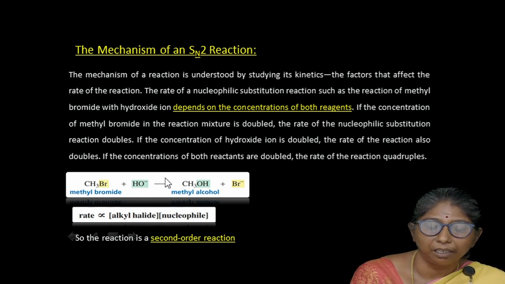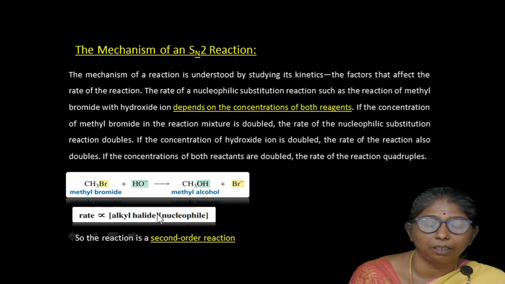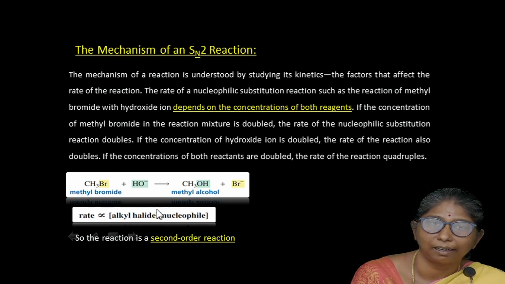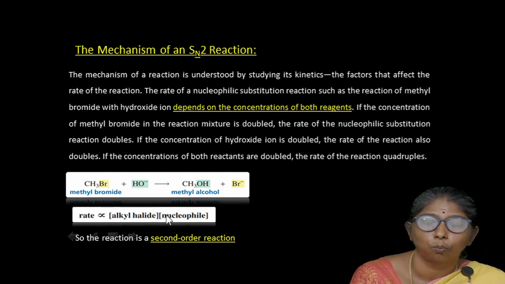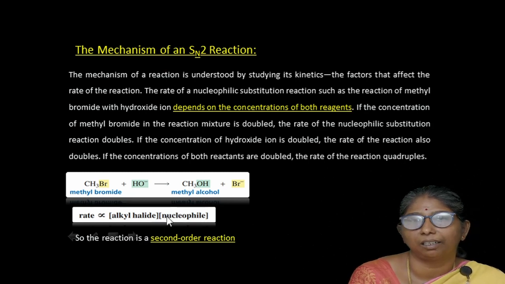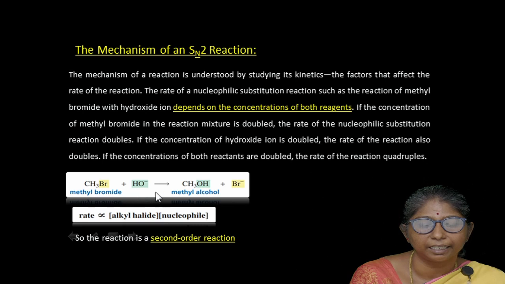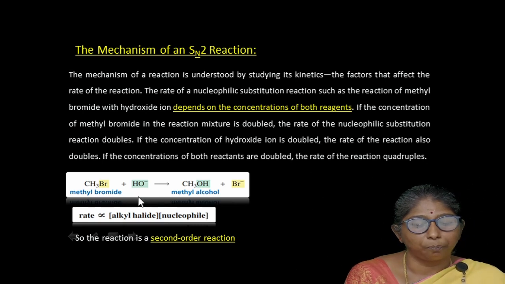So what this means is that the rate of the reaction depends on the concentration of both the alkyl halide and the nucleophile, that is, both the reagents. And so the reaction is called a second order reaction. You can see the example here, the conversion of methyl bromide to methyl alcohol. Here the reaction depends on the concentration of methyl bromide and hydroxide ion.